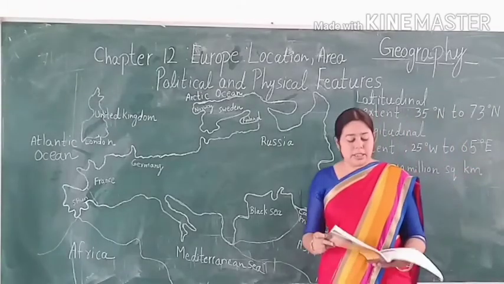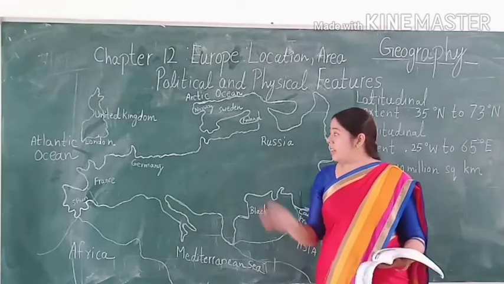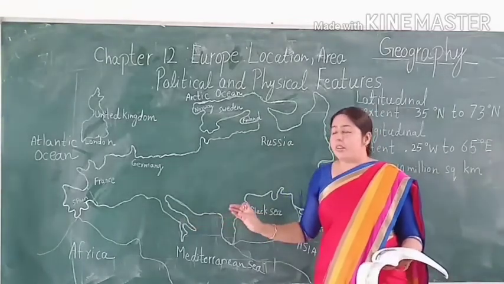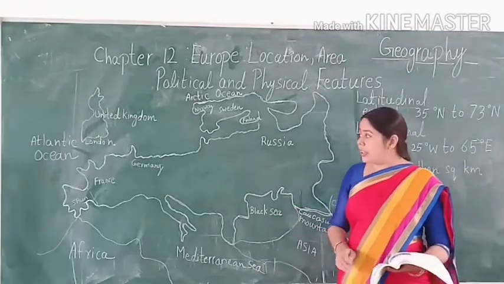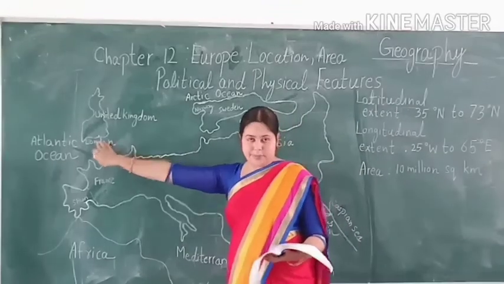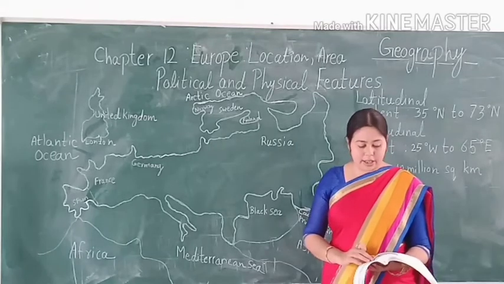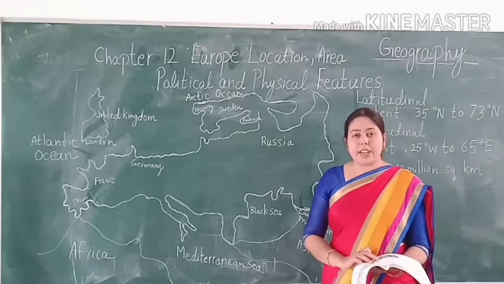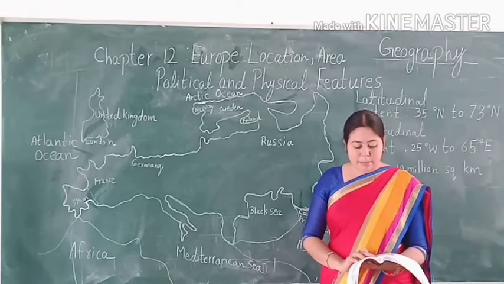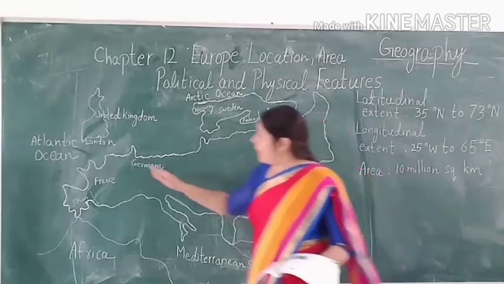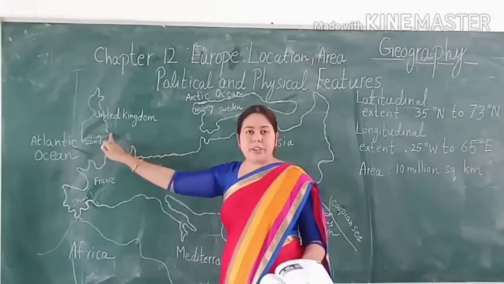Now let's learn about some important cities of Europe. There are so many cities in Europe, but now I am going to discuss some important ones. First is London. London is the capital of the United Kingdom, a major center of international trade and a flourishing port. It is situated on the banks of the river Thames.